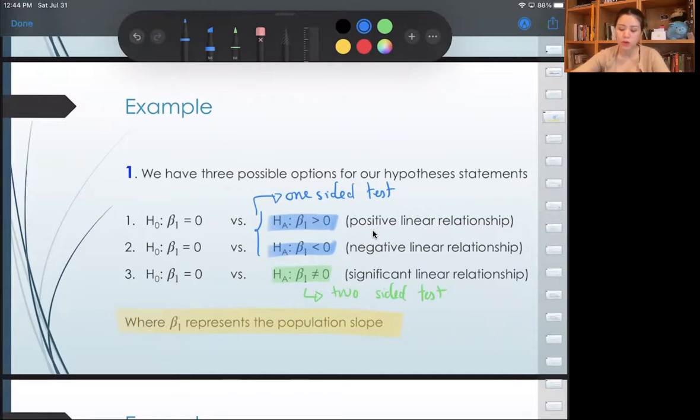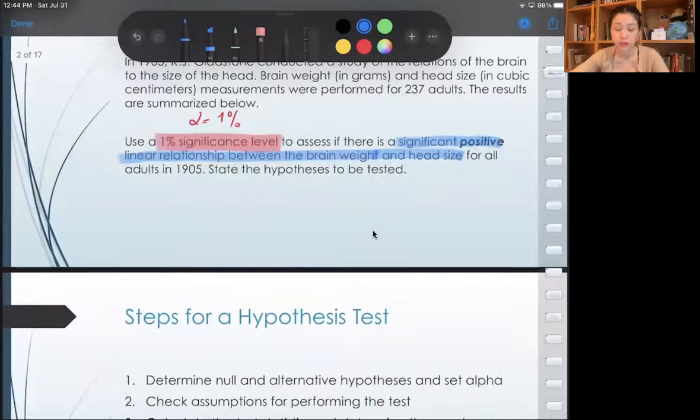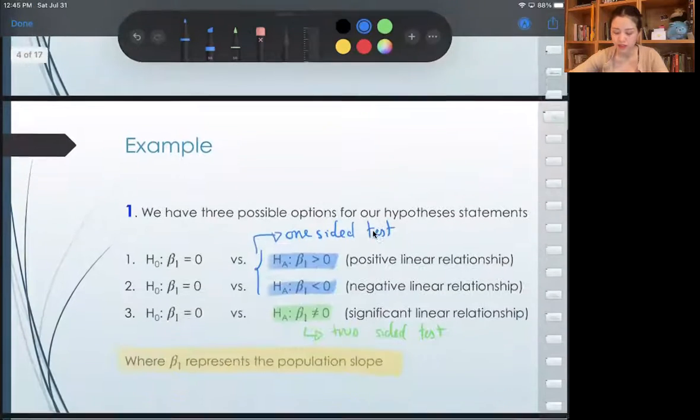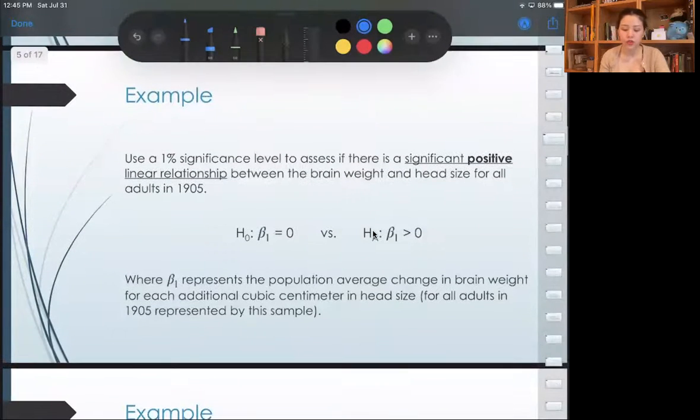All right, so back to our problem. Which one will you choose? Remember what I highlighted in blue right there. I want to know if there is a significant positive linear relationship, right? Positive relationship. So the very first choice, so we choose that. So using 1% significant level, we want to access if there is a significant positive linear relationship between the brain weight and the head size for all adults in 1905.